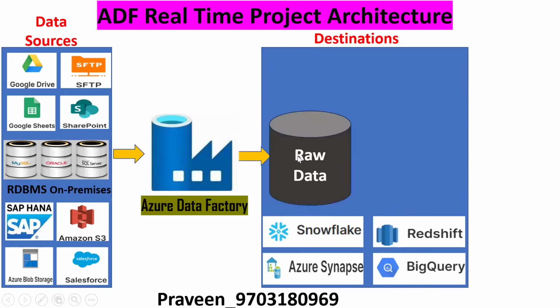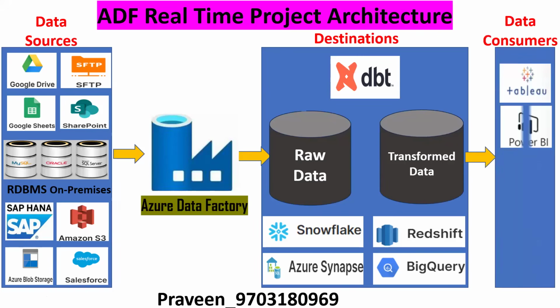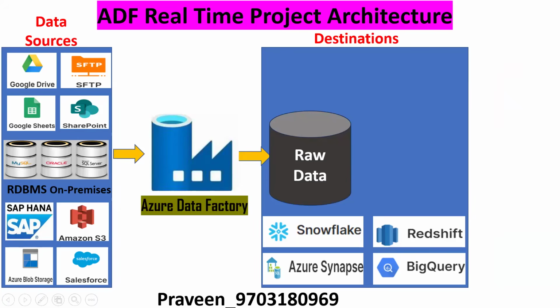Now raw data is there. Now how to transform the data? With the help of DBT, we do the transformation. This transformed data will be consumed by the reporting people: Tableau, Power BI, QlikView, Looker, or AI tools. Simple thing. One more time, I'll try to explain. If you're able to understand, everything is simple and easy.